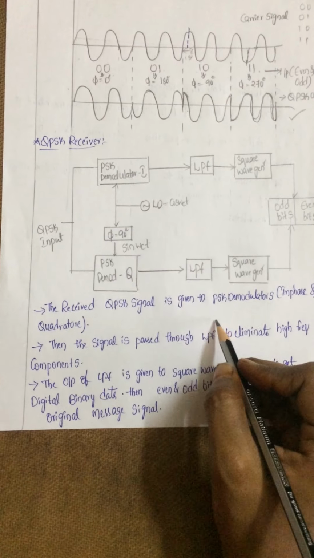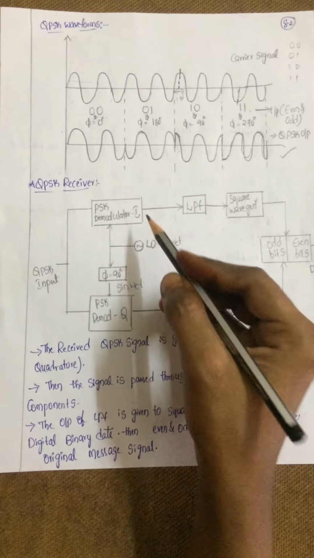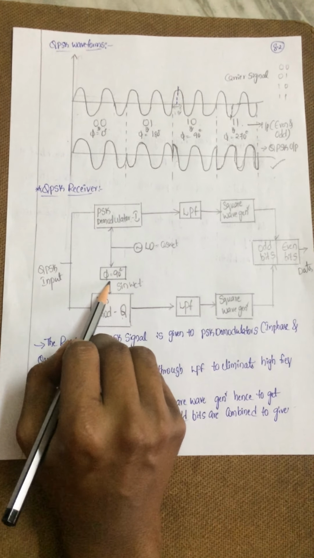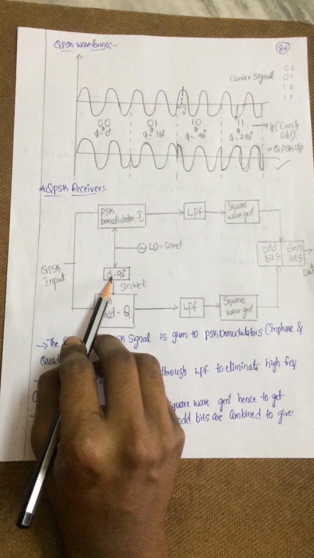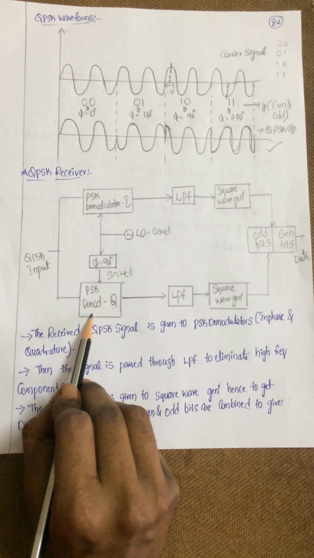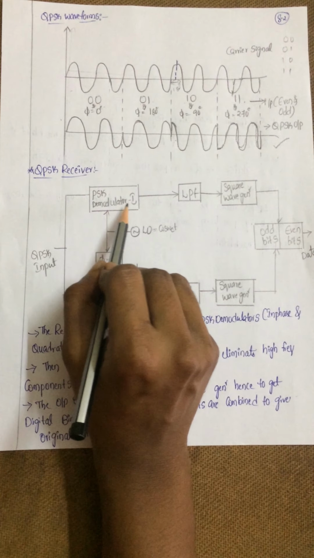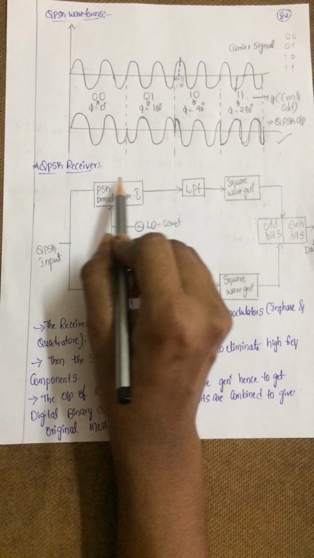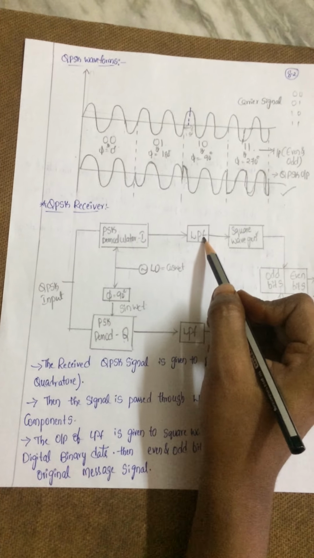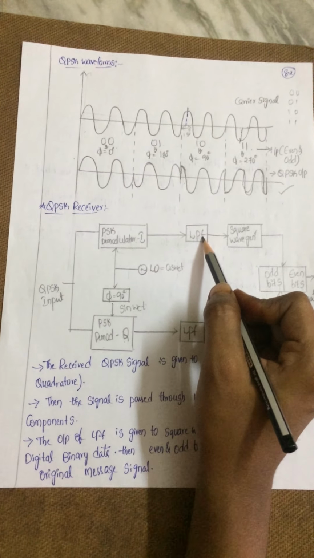Now we'll see the receiver. The receiver contains the same PSK demodulators, in phase and quadrature phase, with a 90 degree change in the synchronous carrier. So cos omega ct is given to one, and sin omega ct is given to the quadrature phase. The PSK demodulation is done by multiplication, followed by low pass filters to eliminate the high frequencies.